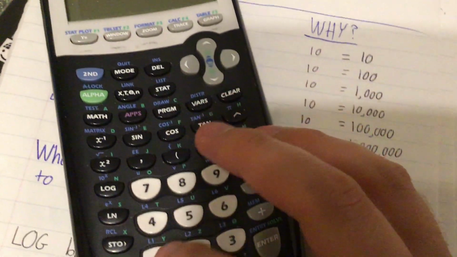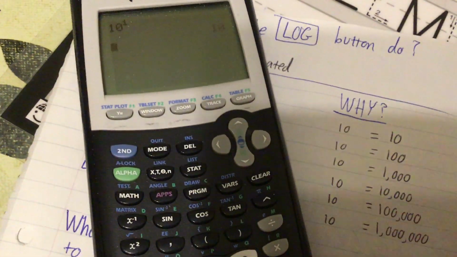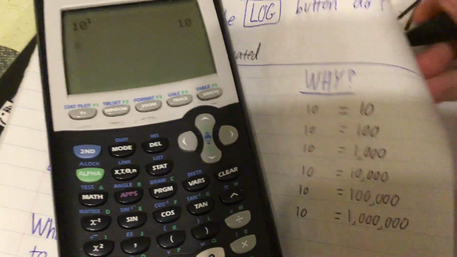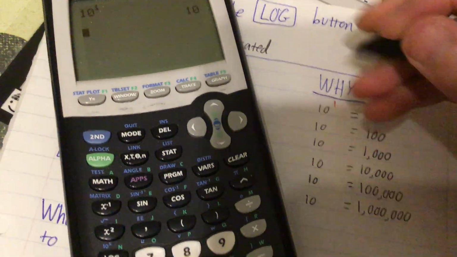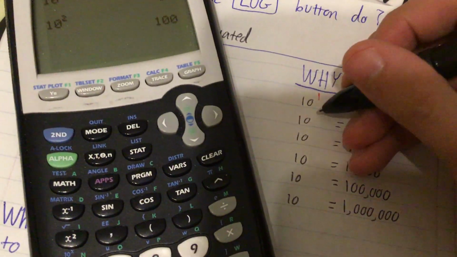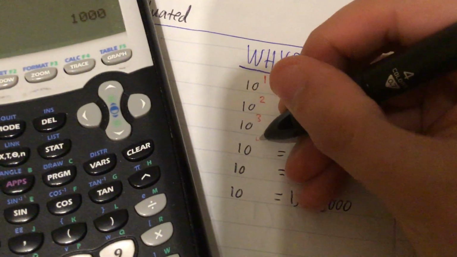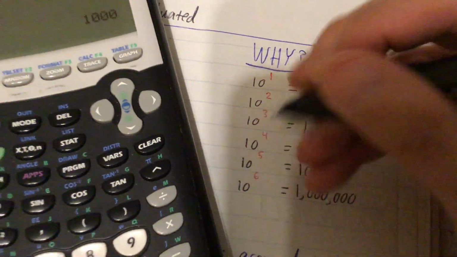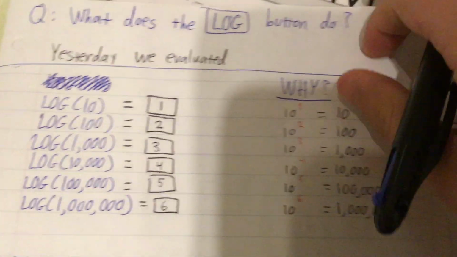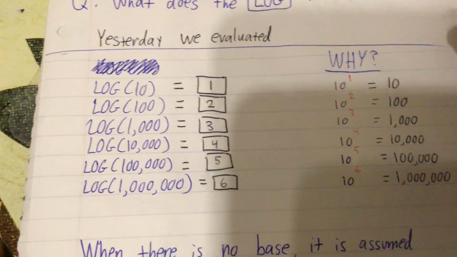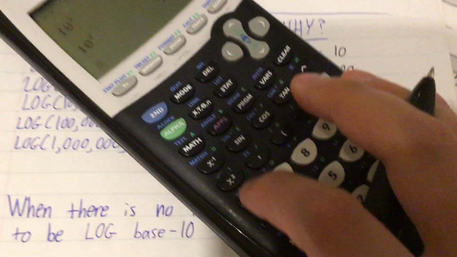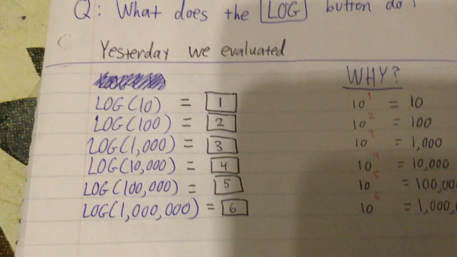Now, aside from it just being a total coincidence that we just count the zeros, what it actually is, is a reverse exponential equation. Because if I plug in 10 to the first power, I get 10. If I plug in 10 squared, I get 100. 10 to the third power is 1,000, and so on and so forth. So basically, when you plug in the log button in the calculator, just log, you use a base 10.